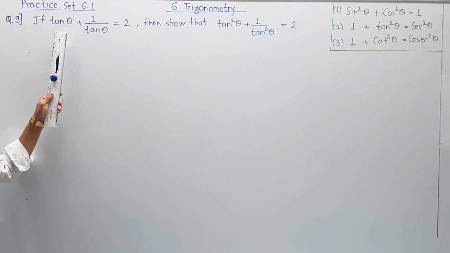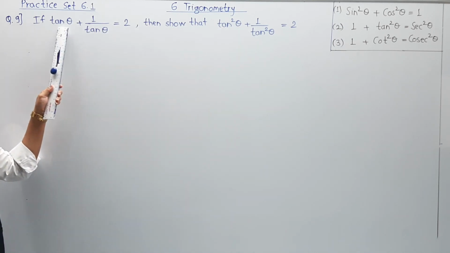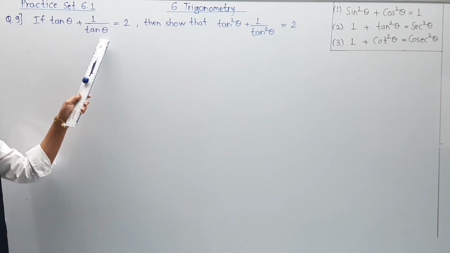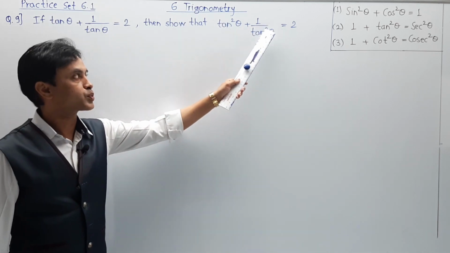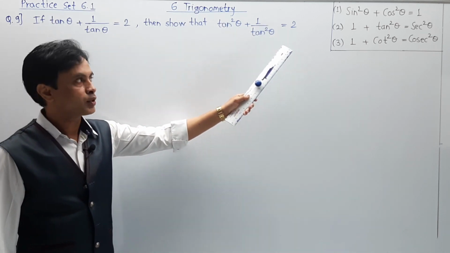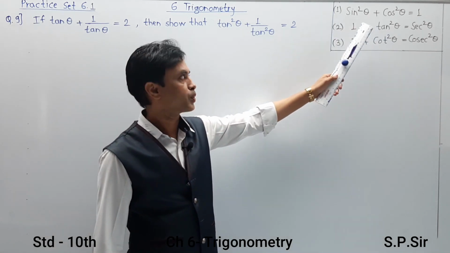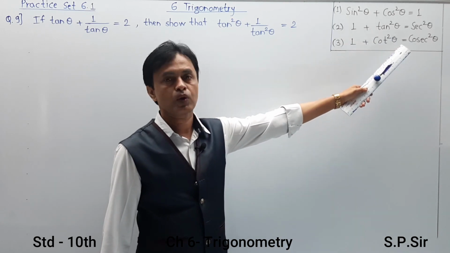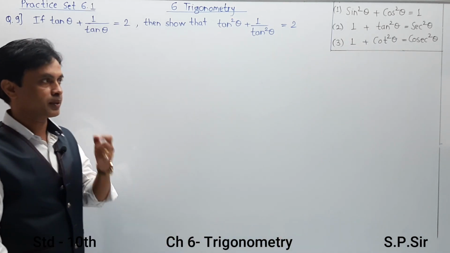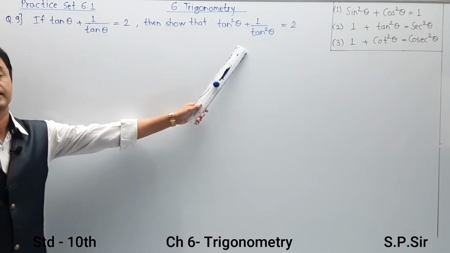First of all, try to understand the difference between the given and the required answer. Here tan theta plus 1 upon tan theta gets converted into tan square theta plus 1 upon tan square theta. No doubt we have three fundamental identities: sin square theta plus cos square theta is equal to 1, 1 plus tan square theta is equal to sec square theta, and 1 plus cot square theta is equal to cosec square theta.